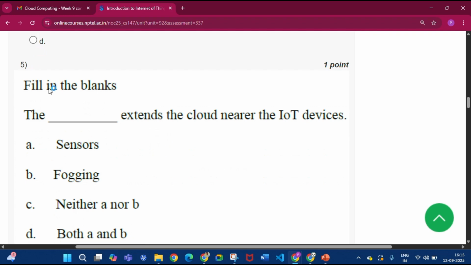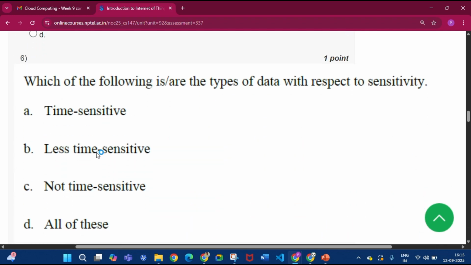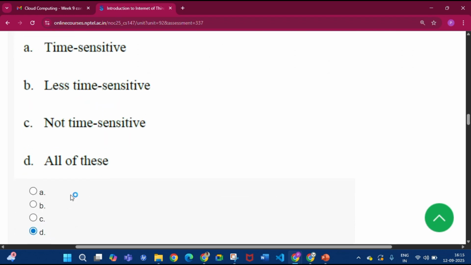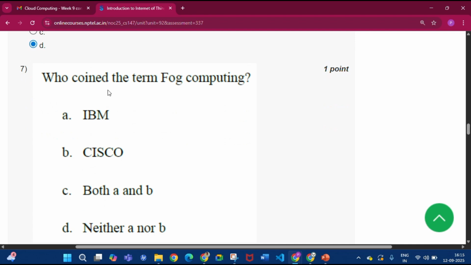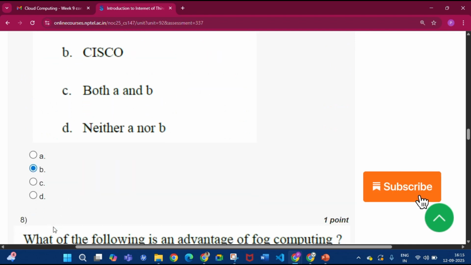Now question number 5, fill in the blanks, so the answer will be option B, that is fogging. Now question number 6, the answer will be all of these, that is option D. Now question number 7, who coined the term fog computing, so the answer will be option B, that is Cisco.